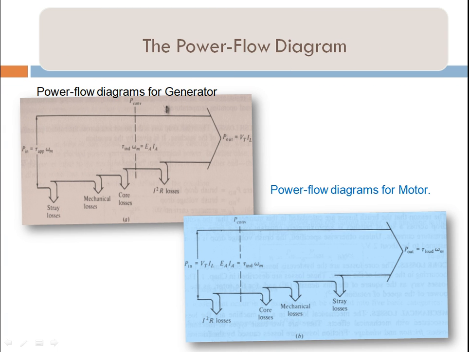And the power flow diagram: if we are talking about the power flow diagram, this is the power input, you put it here, and there will be stray losses, mechanical losses, core losses and copper losses, and then you will get the output value. The power flow diagram for motors and generators is about the same, but the direction differs.